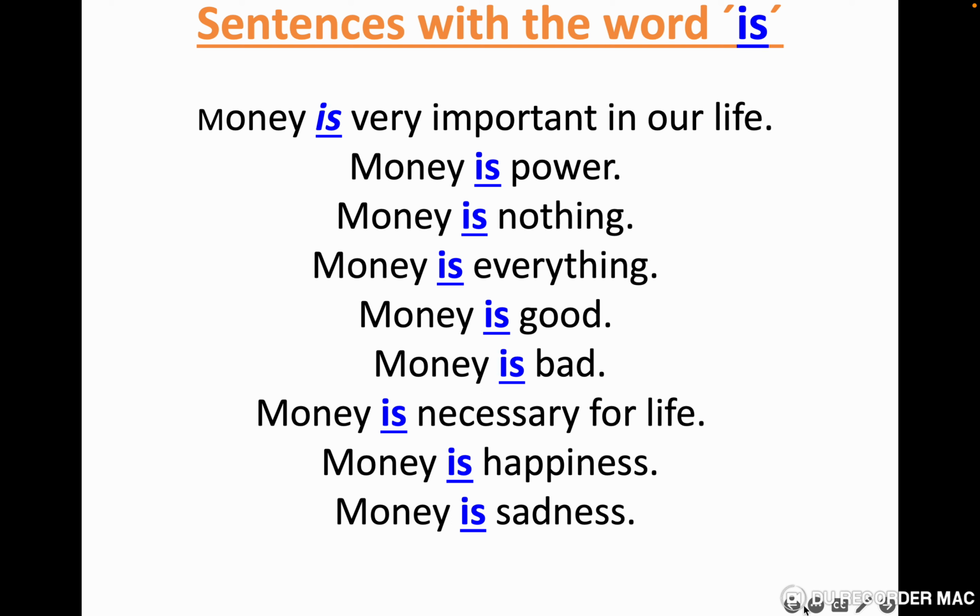And the third sentence, money is nothing. The third one, or the fourth one, money is everything. Money is good. Money is bad. Money is necessary for life. Money is happiness. Money is sadness. So we have different opinions. We don't have just one opinion. Everyone should write whatever he thinks is right for him or her. So let's go to the next slide.